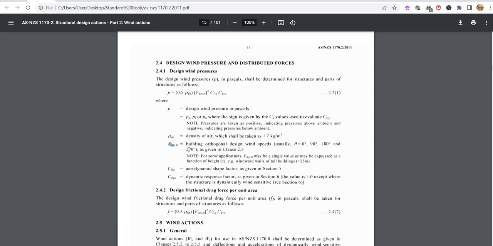The velocity is the side wind speed, in meters per second, which is the value that I've already got. Cfig is the aerodynamic shape factor, given in section 5 of the code, which we are going to cover in the next few minutes. Cdyn is the dynamic response factor, as given in section 6. The value is 1 except where the structure is dynamically wind sensitive.